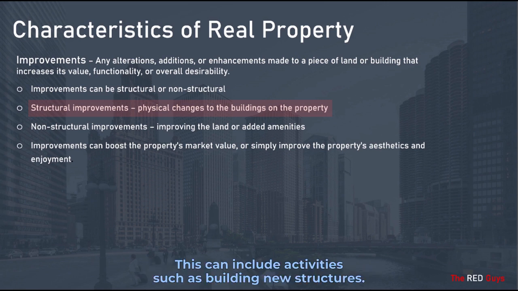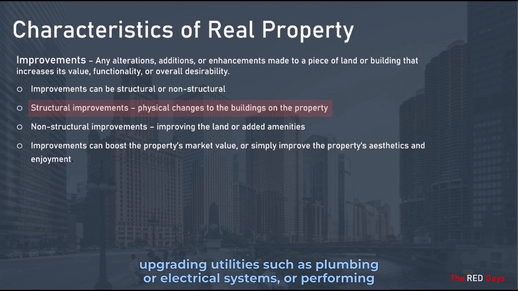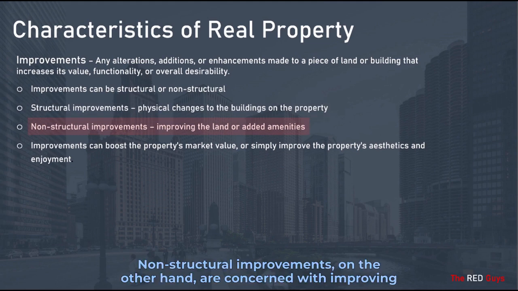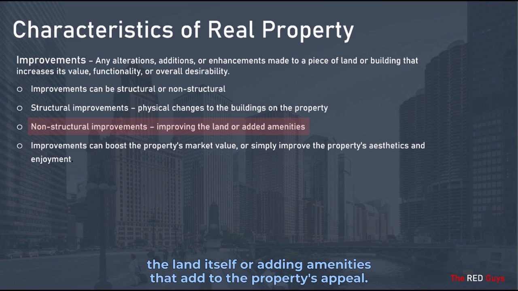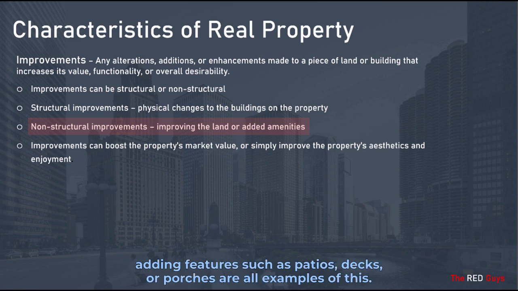This can include activities such as building new structures, adding rooms or floors, renovating existing structures, installing or upgrading utilities such as plumbing or electrical systems, or performing repairs and maintenance to ensure the property's structural integrity. Non-structural improvements, on the other hand, are concerned with improving the land itself or adding amenities that add to the property's appeal. Landscaping, creating gardens or outdoor living spaces, installing fences, or adding features such as patios, decks, or porches are all examples of this.